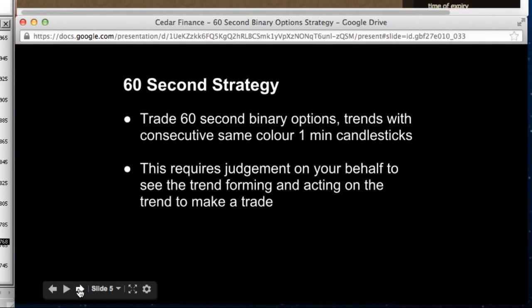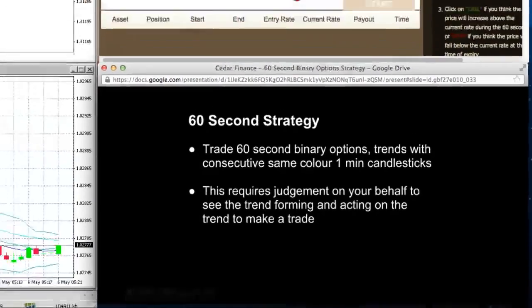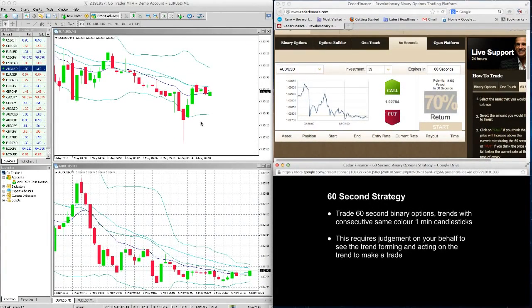So onto the strategy, the 60-second strategy. We're going to trade 60-second binary options. We're looking for trends with consecutive same color 1 minute candlesticks. And this particular one, we're looking for a trend when we see 3 same color candles.